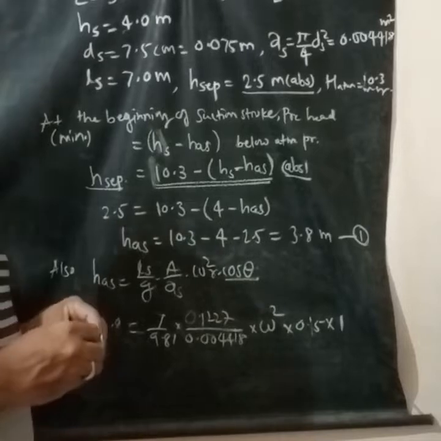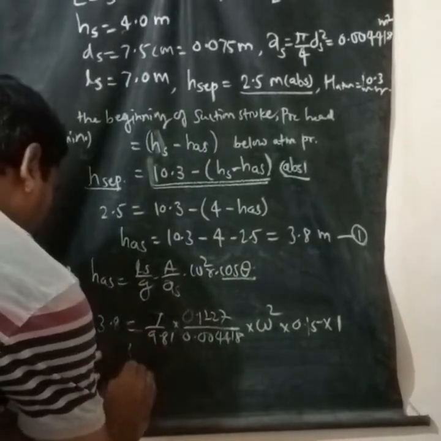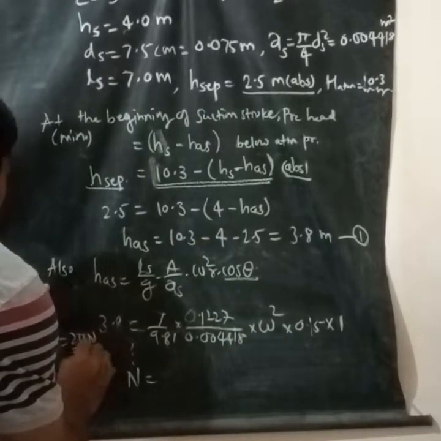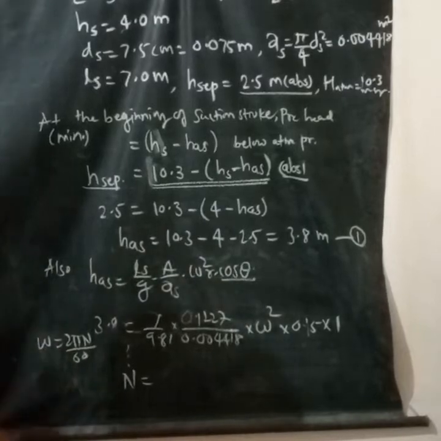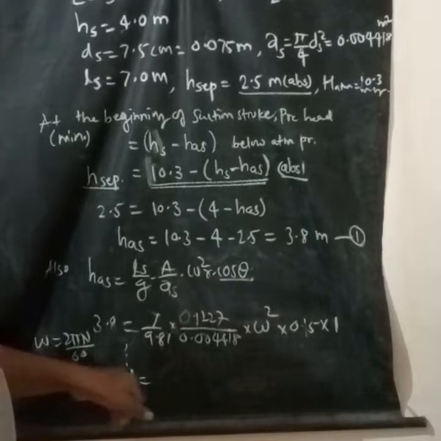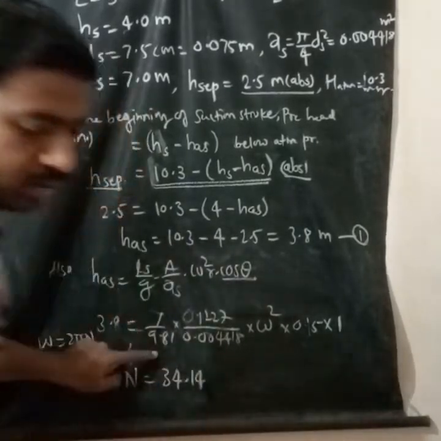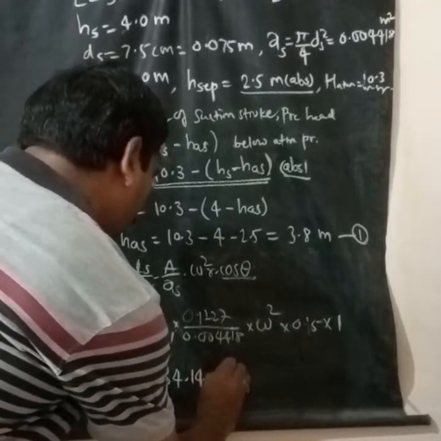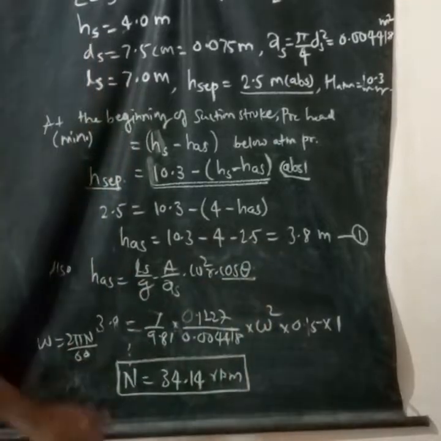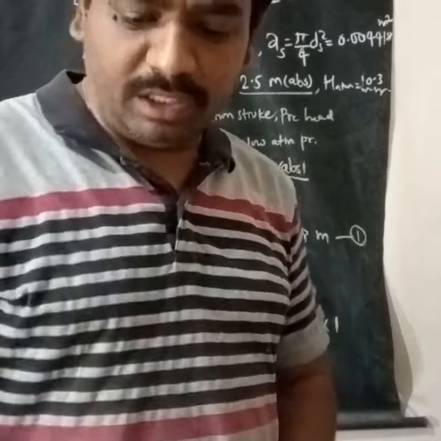From this expression I will get a value of omega square. After solving I will get a value of omega. Omega is 2 pi n by 60, so n equals 60 omega upon 2 pi. We will get the value of omega from here, and then putting it in the equation I will get the value of n, that is 34.14, obviously in RPM. So in this way we will get the value of n.